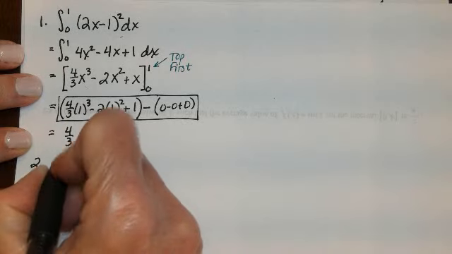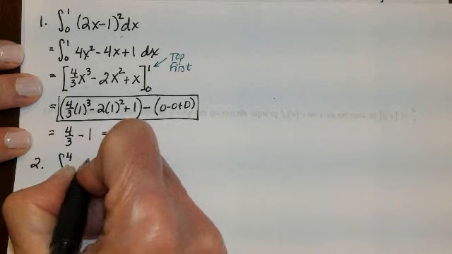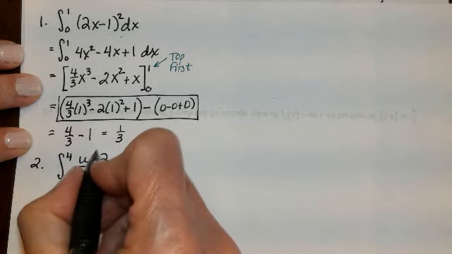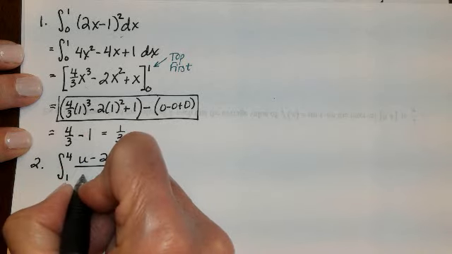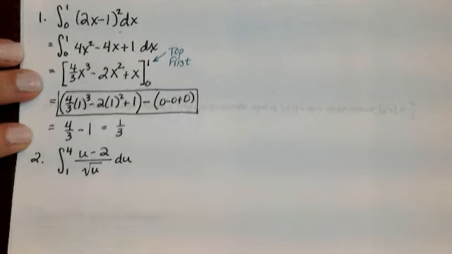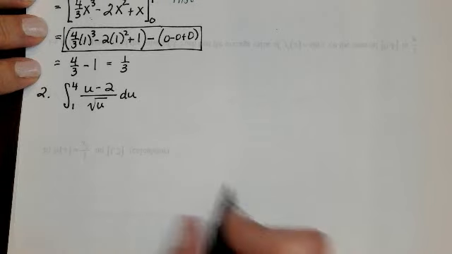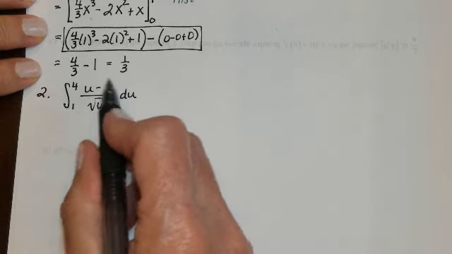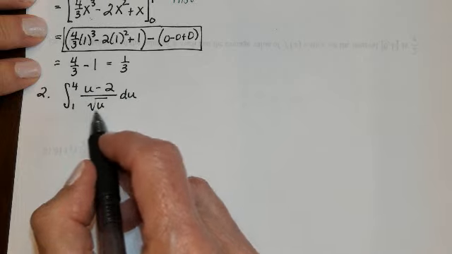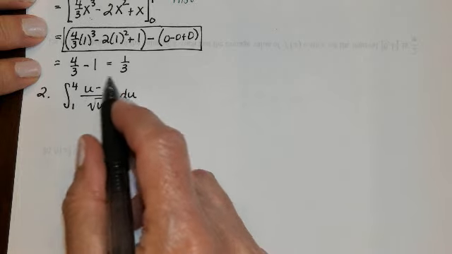Number 2. Let's say that we have the integral from 1 to 4 of u minus 2, I'm changing the variable from x to u, minus 2 over the square root of u du. Okay, so the first step is always the hardest one. How do we make this something that we can use the power rule on? Okay, we have to find the antiderivative, and so how do we do that?